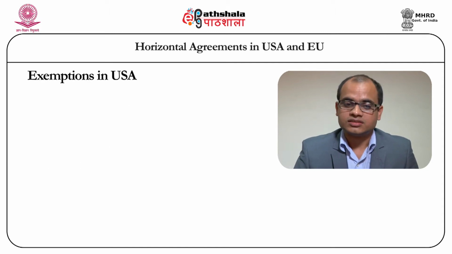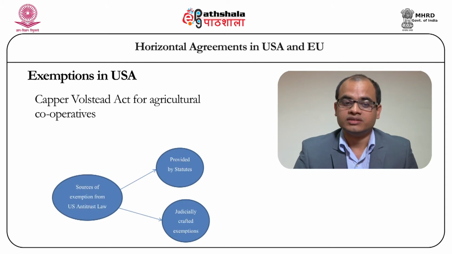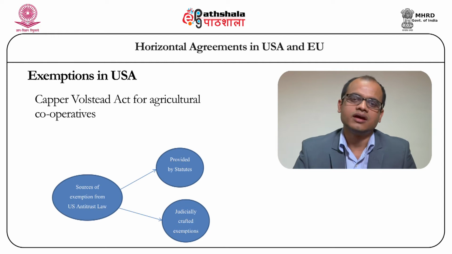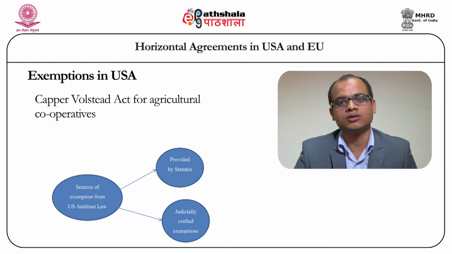In the Copperweld case, the US Supreme Court made it clear that a corporation cannot be held liable for conspiring with an unincorporated division. Parallel conduct alone doesn't establish a conspiracy. There must be something more than conscious parallelism which needs to be shown, and these factors which are more than the parallelism are called plus factors.